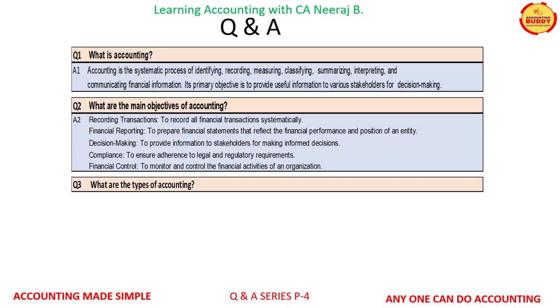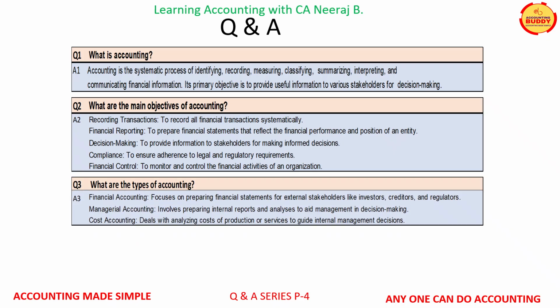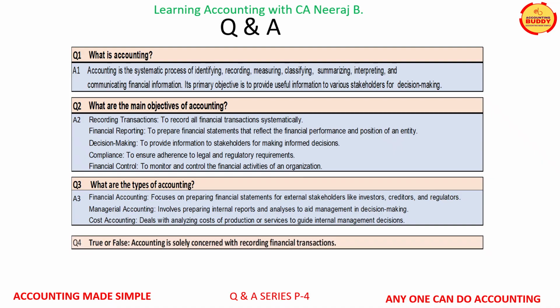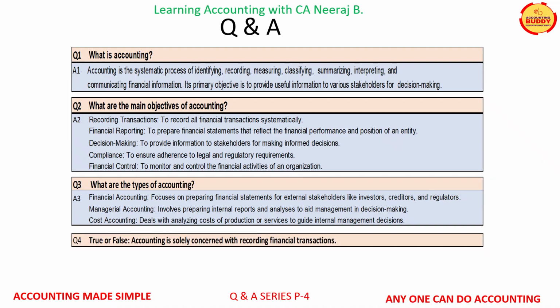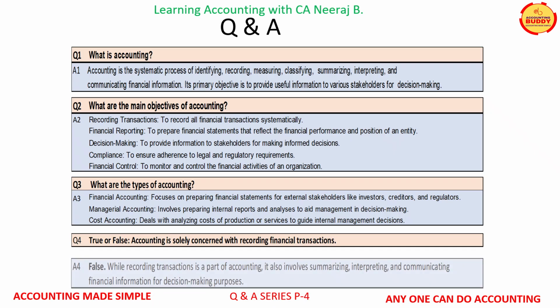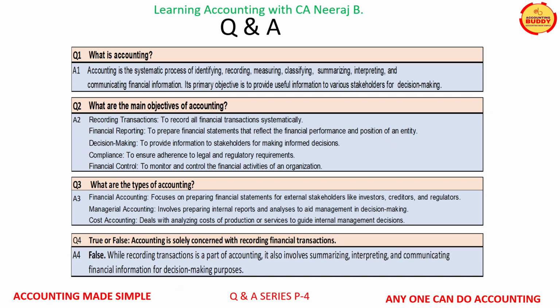What are the types of accounting? There are three types of accounting: financial accounting, management accounting, and cost accounting. Fourth question, true or false? Accounting is solely concerned with recording financial transactions. And it is false. While recording transactions is a part of accounting, it also involves summarizing, interpreting, and communicating financial information for decision making purpose.